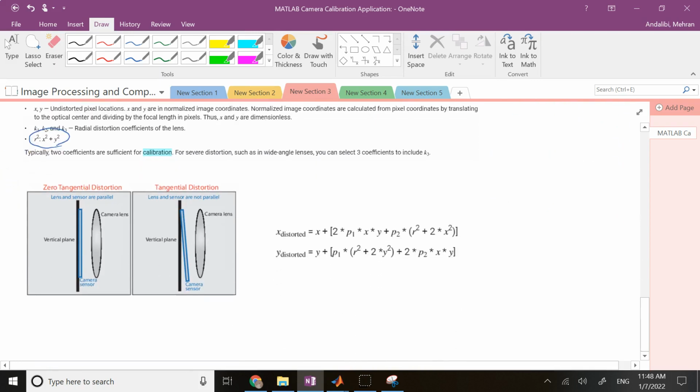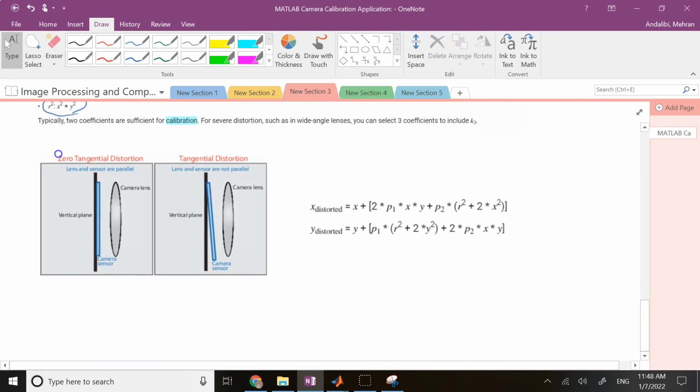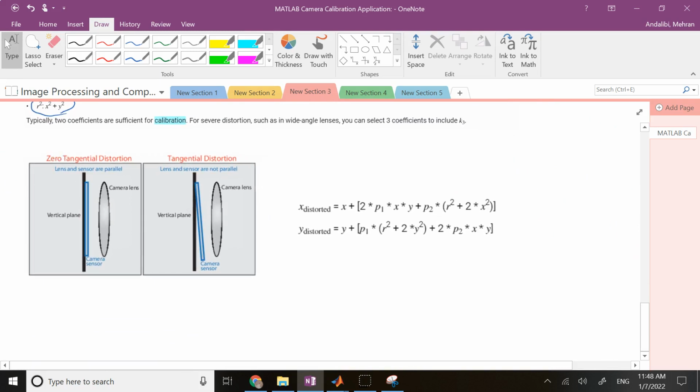And tangential distortion is quite similar. The reason for tangential distortion is not because the lens is imperfect. Radial distortion is because the lens is not perfect. What about tangential distortion? It's because the lens and the physical retina or camera CCD sensor are not parallel. They are at some angle like this, not completely parallel like that. That causes some tangential distortion.